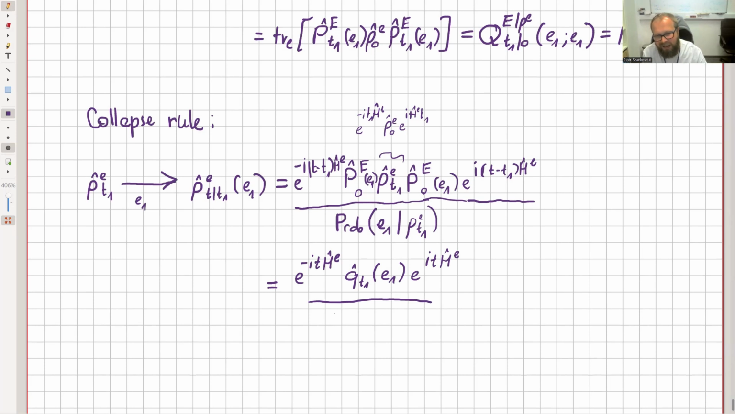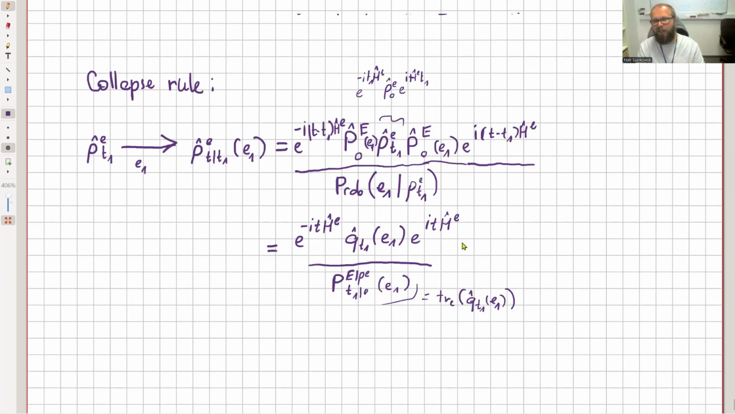And the guy here, let's just use our diagonal part, which also, just as a reminder, is a trace of Q T1 E1, right? So this is this operator Q. So this is a collapse rule after first measurement.